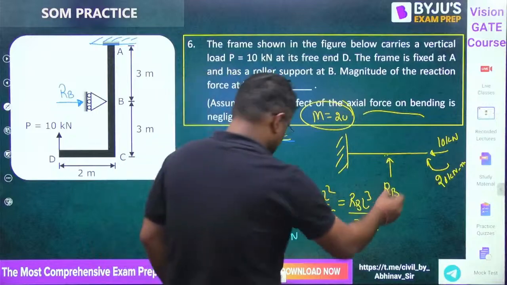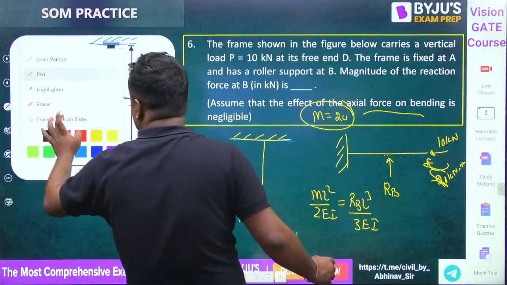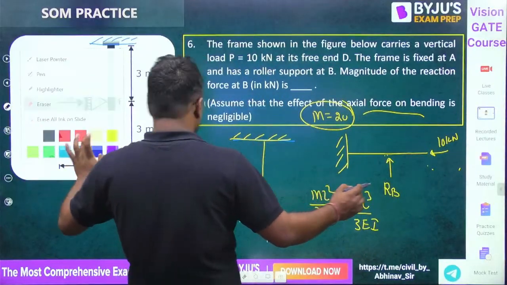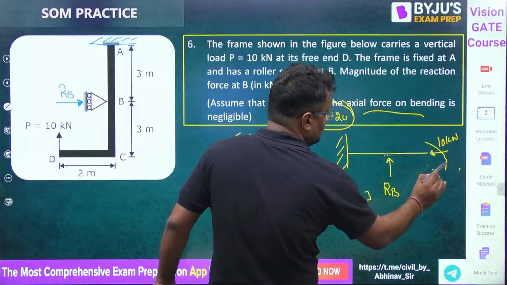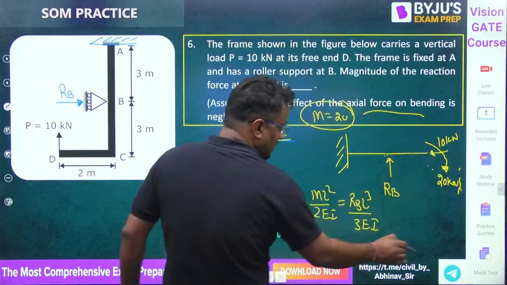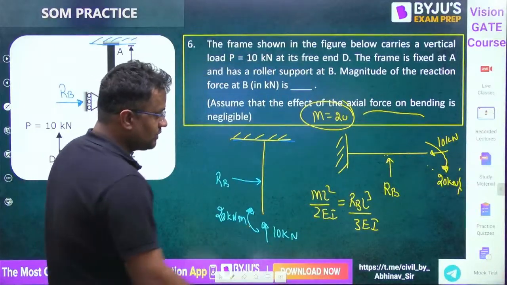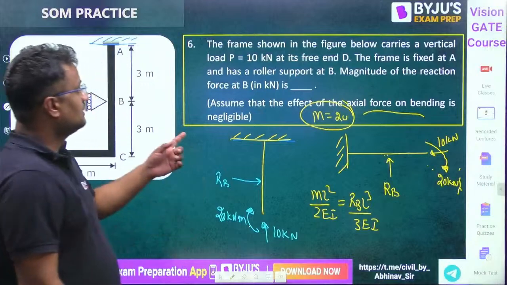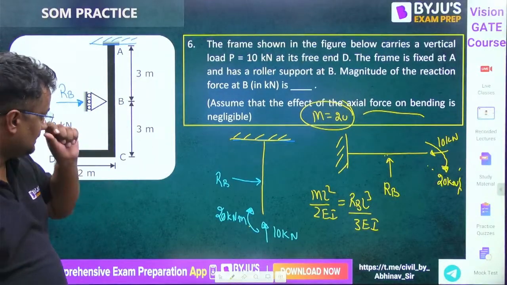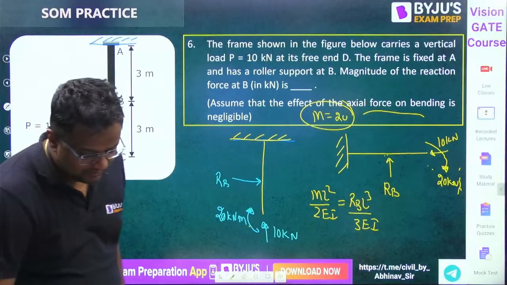Okay guys, you are thinking like this, right? Now I guess this is a clockwise moment, so you can think like this also. So this will be pushing it downward. If you transfer this here, ML squared by 2EI, and due to RB it is RB L cubed by 3EI. EI and EI will cancel. L value is 3 meter. Both are 3. And from here, the value of RB is coming as 10 kilonewton.